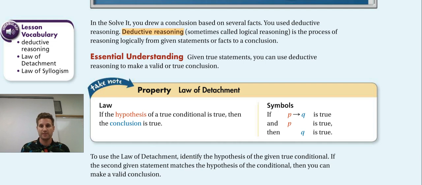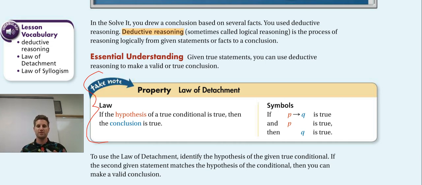First of all, we have deductive reasoning. So let's go ahead and write this down. You use deductive reasoning when? Deductive reasoning, sometimes called logical reasoning, is the process of reasoning logically from given statements or facts. We're not observing anything, we're given facts and we're going to make a conclusion from it. So go ahead and copy all of this down. I don't know why I chose to use red, that's kind of confusing, but you want to copy down that definition. Also, go ahead and copy this box down.